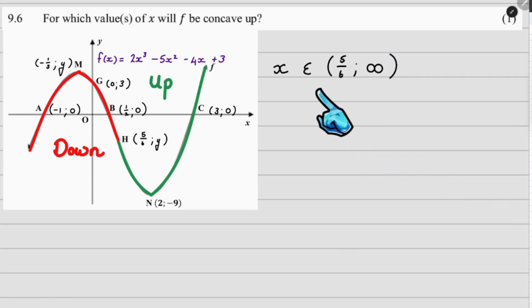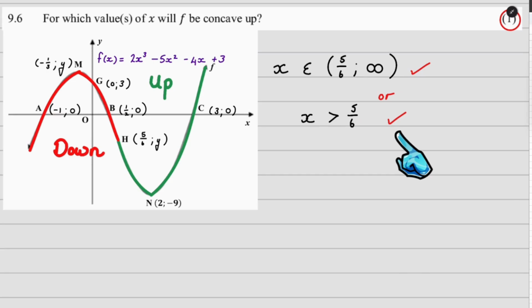And there is another notation you can use for your answer. You can say whenever x is greater than 5 over 6. And it does not include 5 over 6 because it's neither concave up nor down there. It's a special point. It's the point of inflection. And then your 1 mark just comes purely from either one of these answers over here.